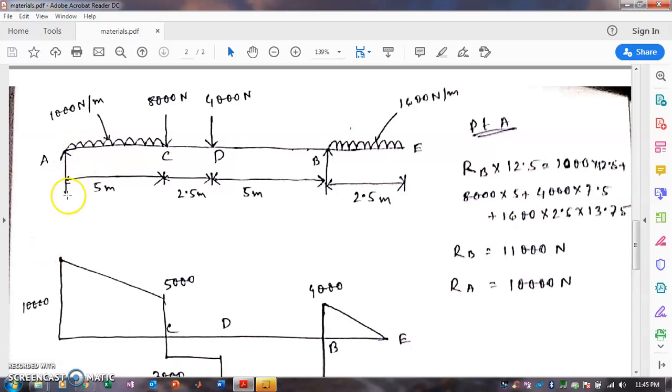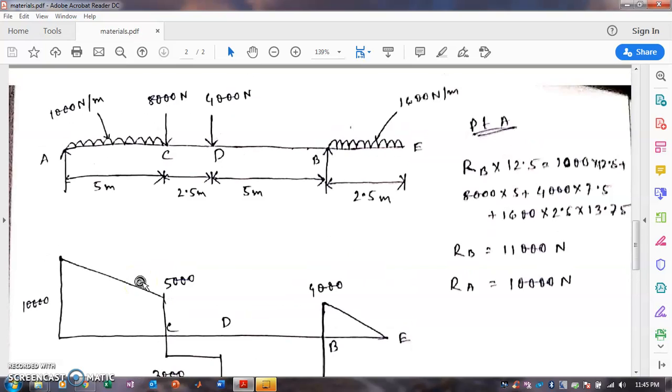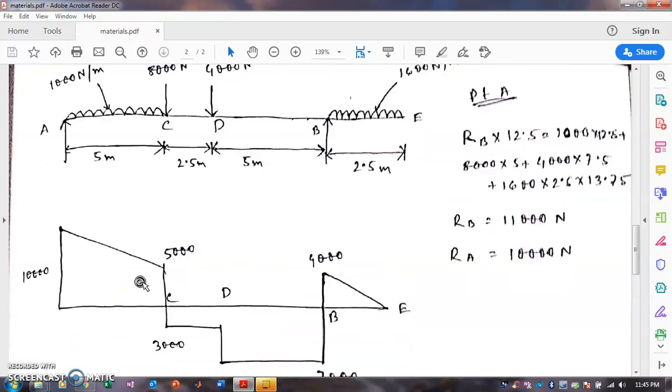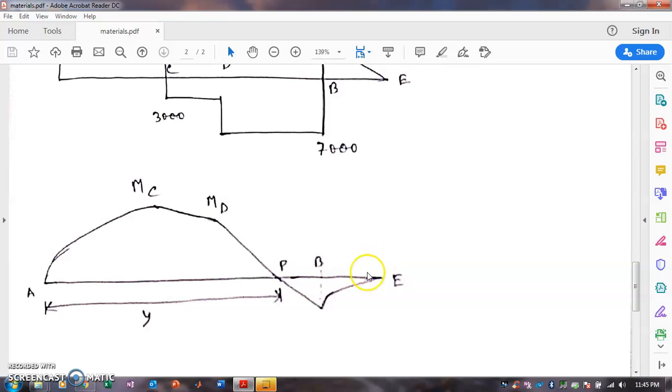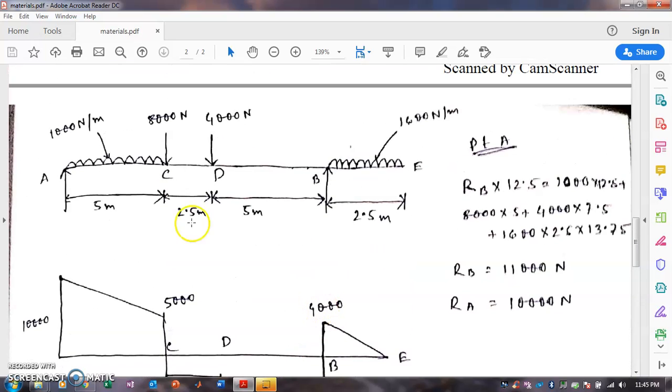From point A to C it is a UDL, so again it will be an inclined straight line, from 10 kilonewton to 5 kilonewton. So that is the shear force diagram. And what will be the bending moment diagram? The same procedure: from point E to B it will be a negative parabola. The UDL is from A to C, so there will be a parabolic curve from A to C, but after C there is no UDL, so there will be only straight lines.